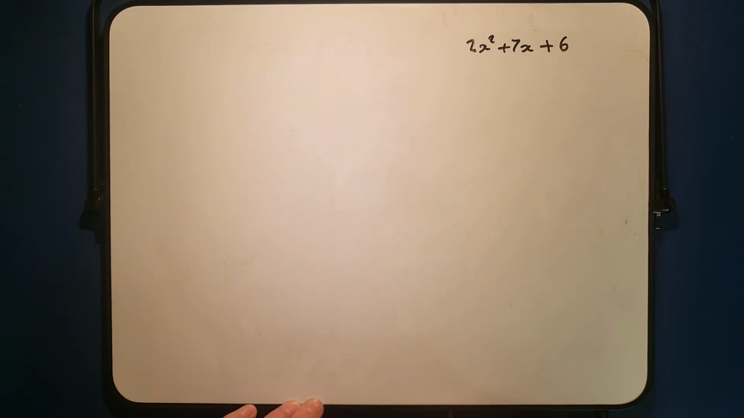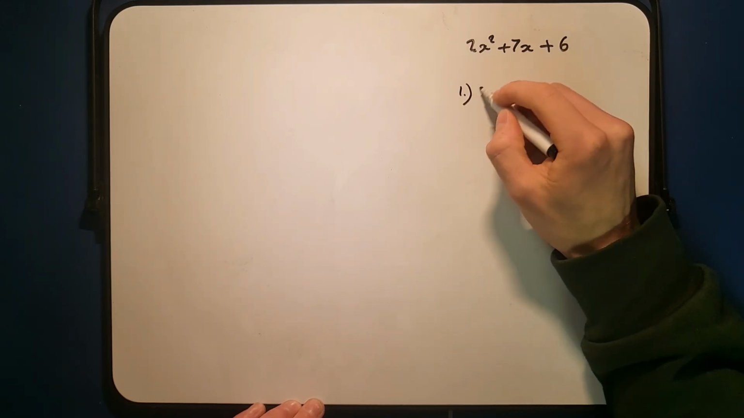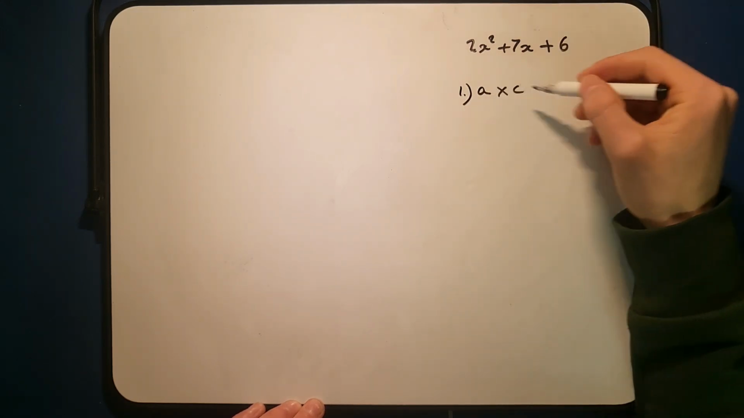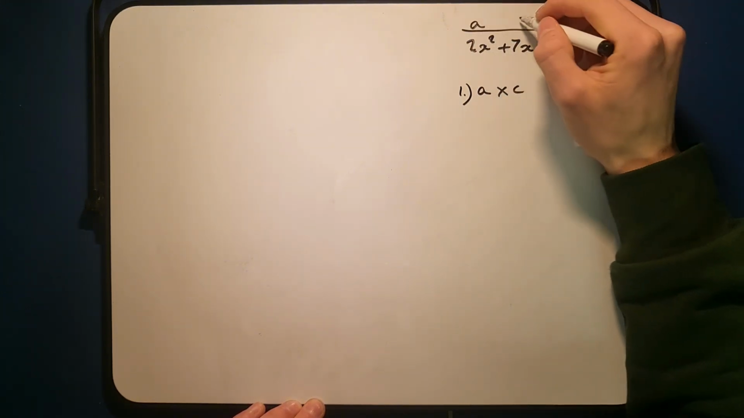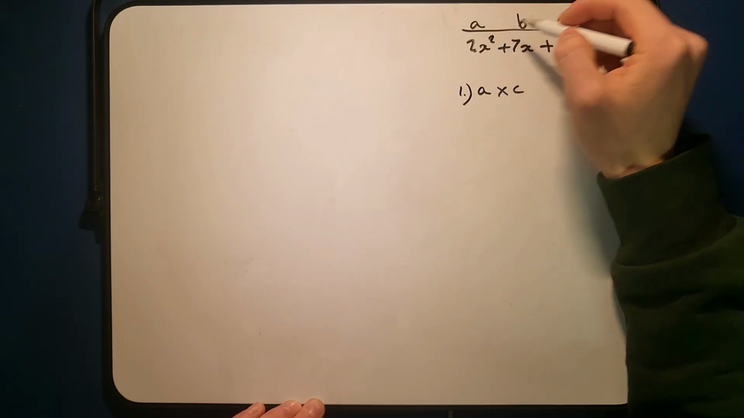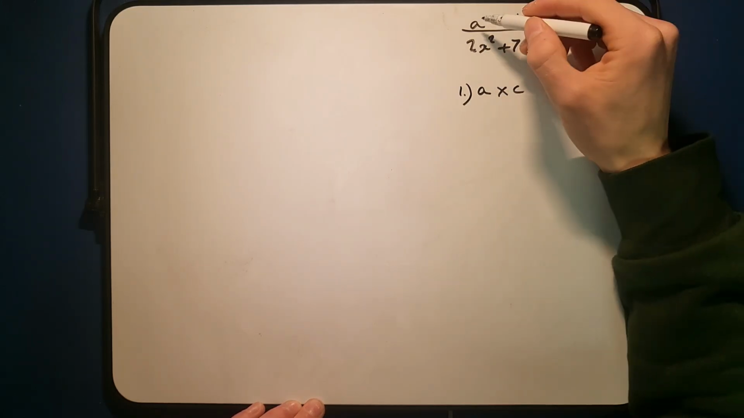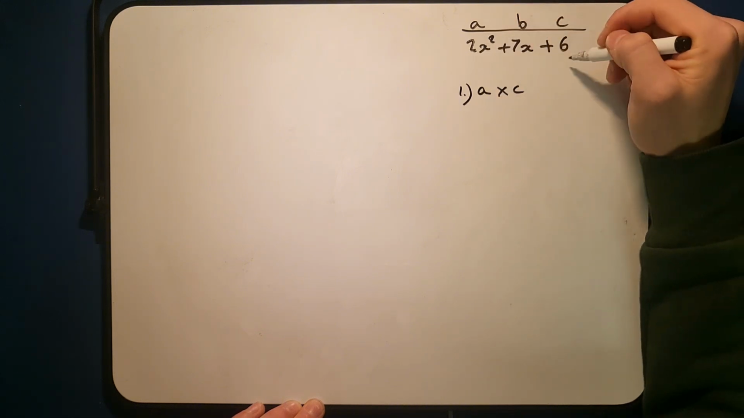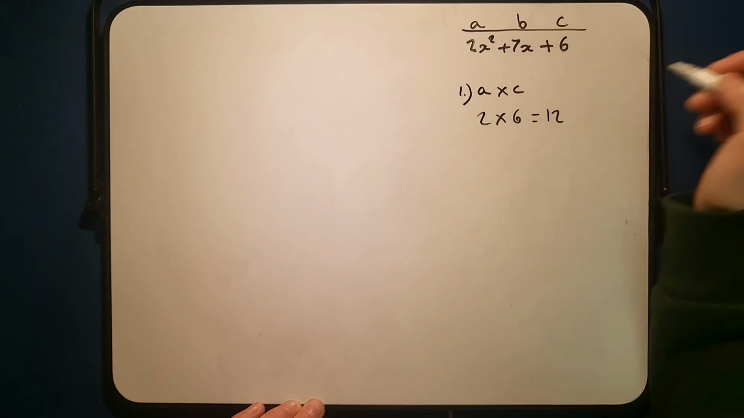So I'm going to show you a method that uses a few more steps, but I think is very quick and very easy to understand. So our first step is going to be a multiplied by c. Now, what is a and what is c? In a quadratic, we usually have three terms. We have our a, our b, and our c term. The a term is the number in front of the x squared, the b is the number in front of the x term, and the c is a constant. So a in this case is 2, and c in this case is 6. So we're going to do 2 times 6, which is equal to 12.